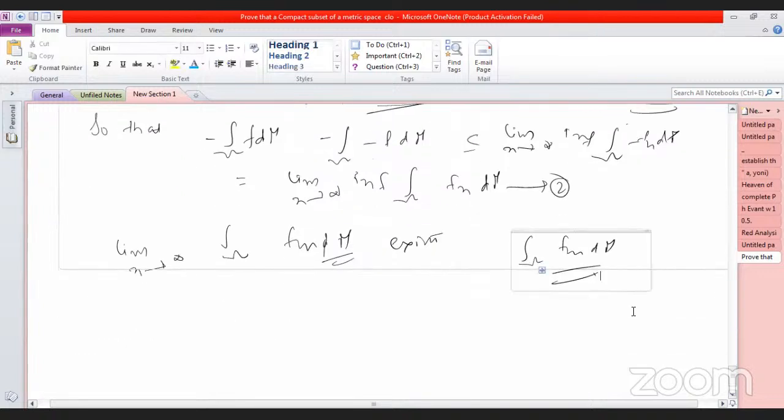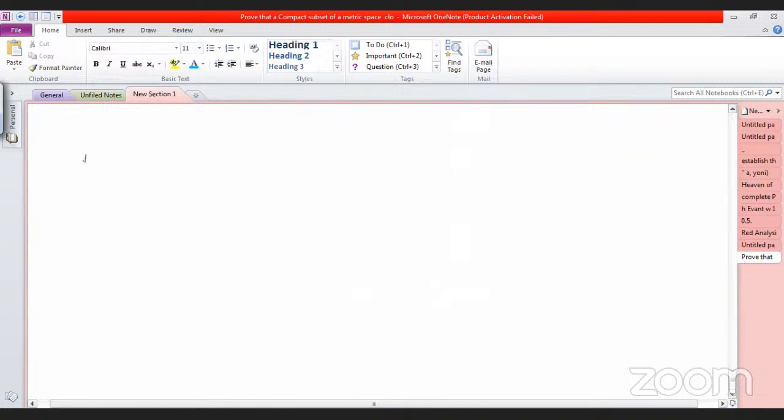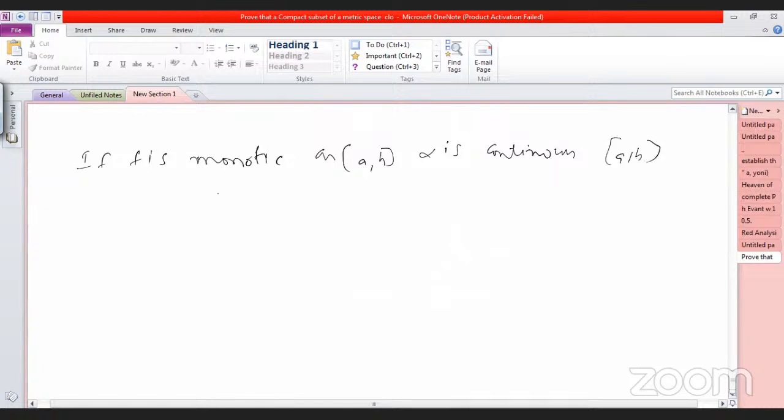Here, if f is monotonic on a comma b, and alpha is continuous on a comma b, then prove that f is Riemann-Stieltjes integrable with respect to alpha on a comma b.